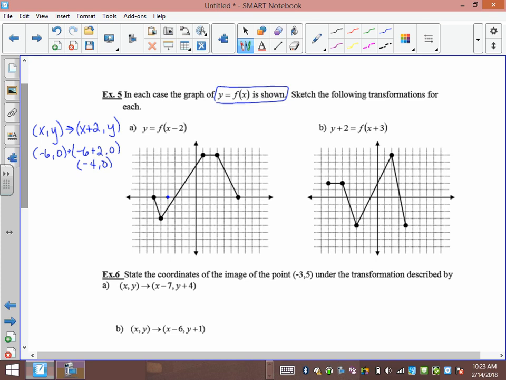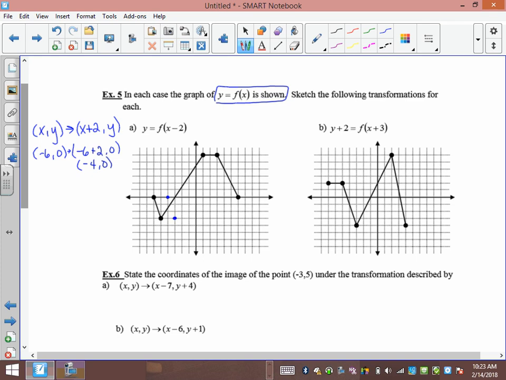Now, if you just have translations, could we just move them 2 to the right? Yeah. But if this was more intense, we have to use mapping, okay? And you'd have to use mapping for every single point, correct? So you'd have to do mapping 1, 2, 3, 4, 5 times, okay? So we're going to move 2 to the right.